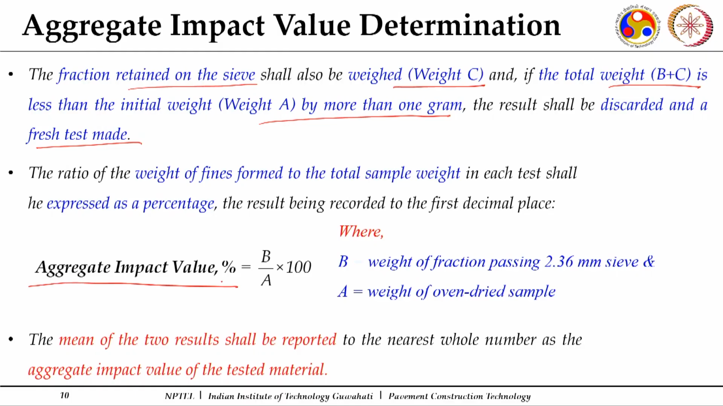Now, the aggregate impact value is similar to the Los Angeles abrasion value. B is the amount of fines which are generated, and A is your initial weight. There also, in the aggregate abrasion value, the amount of fines generated with respect to the total initial weight gives you the aggregate impact value.